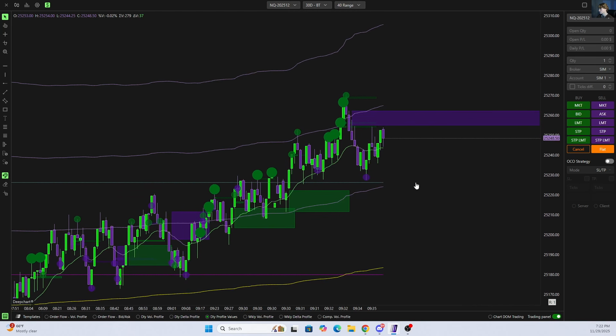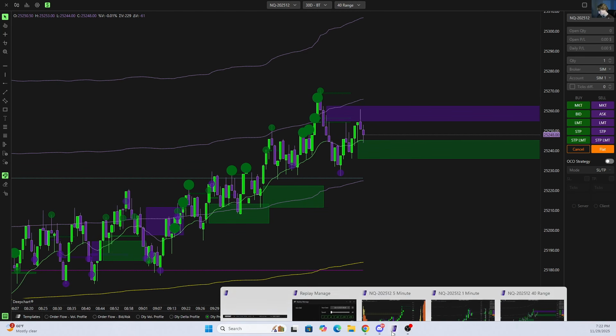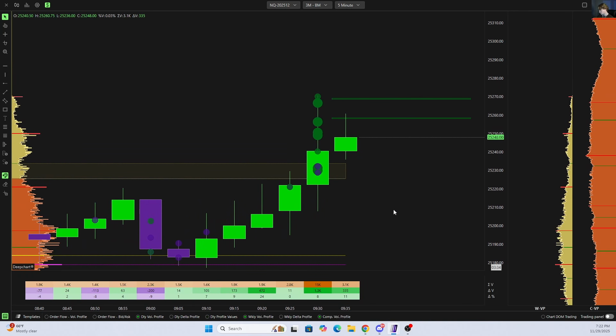Okay, now we get another push up, right? Okay, so let's analyze it. 5 minute, crazy wick, huge absorption area up here. Buy imbalances left. I mean, this is like what we saw on yesterday's example, all in one candle, right? Absorption, imbalances, all in one candle.